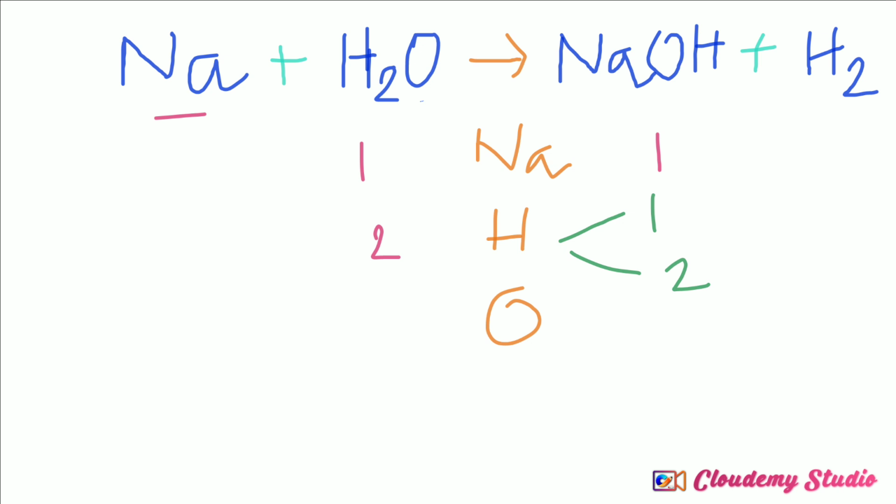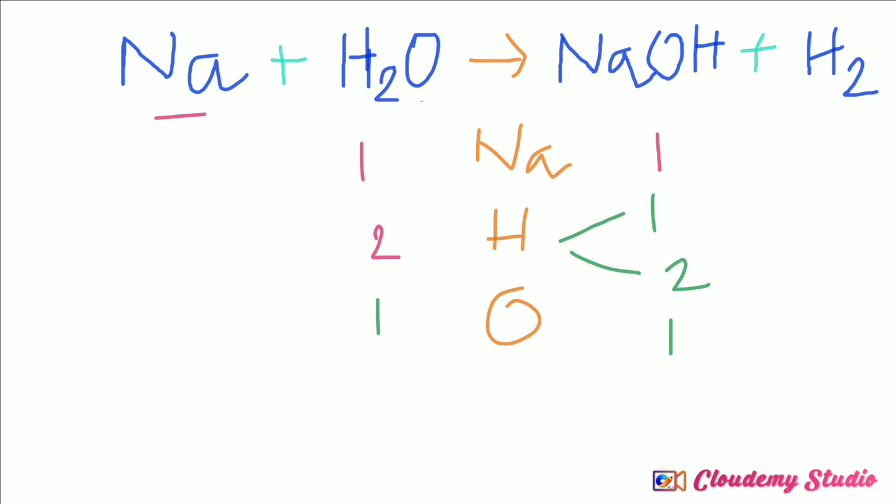Oxygen, the next atom is oxygen. Oxygen at the left hand side, how many oxygen atoms are there? Only one. Oxygen at the product side, the right hand side, how many atoms are there? Only one. When we compare both the sides, sodium and oxygen atoms are equal on both the sides of the equation. Which atom is not equal? Hydrogen alone is not equal. This hydrogen, we need to balance it.